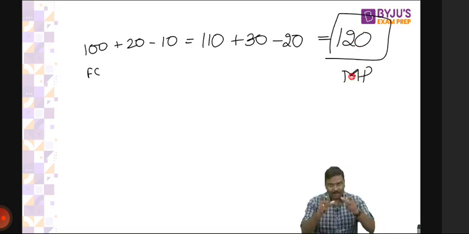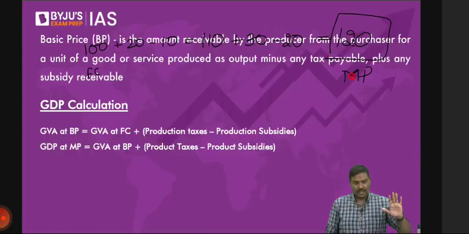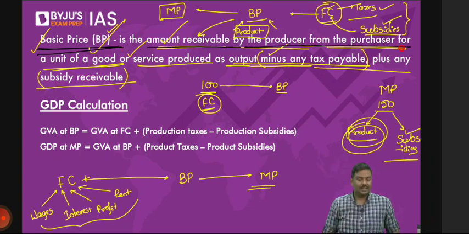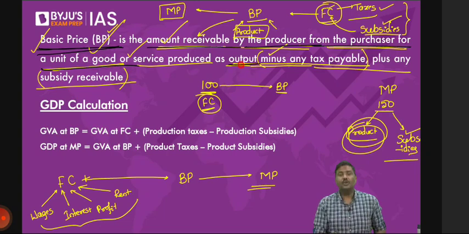Now look at the definition. The basic price is the amount receivable by the producer from the purchaser. Purchaser means customer. For a unit of good or a service that is produced as output minus any tax payable plus any subsidy receivable. Meaning what? Let me explain it.